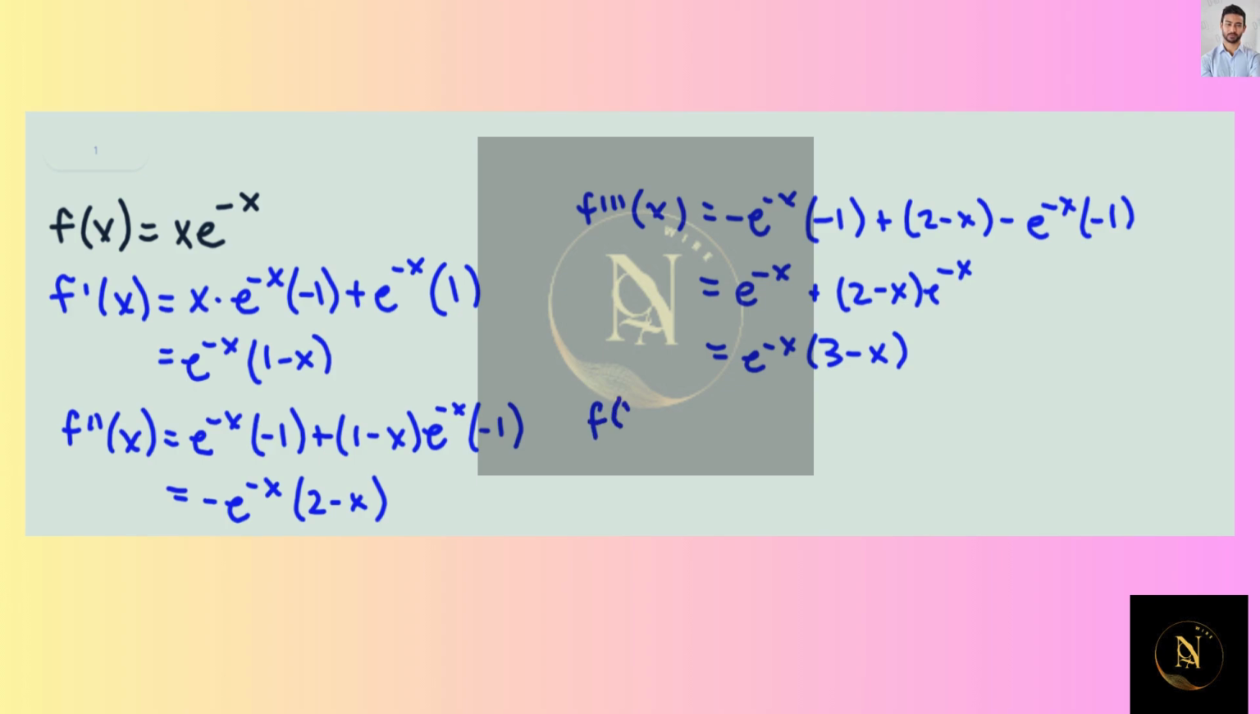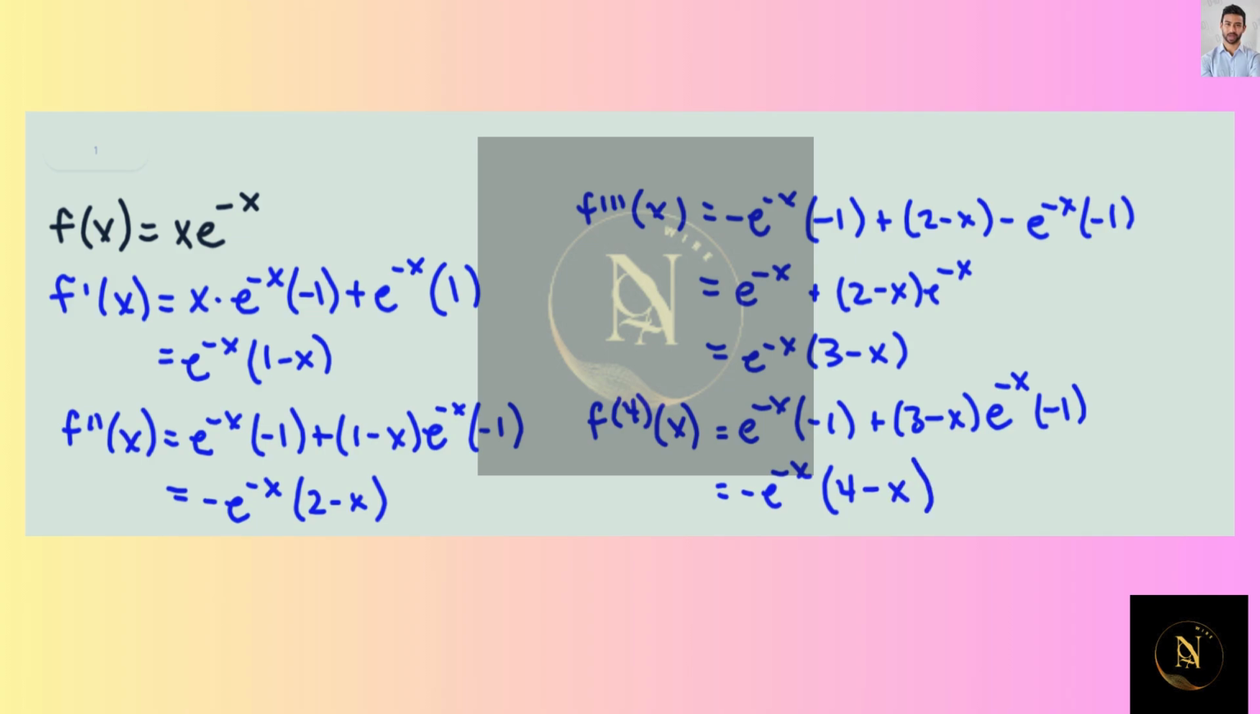Let's do one more. Let's do the fourth derivative. So we have product rule again, the first, e to the opposite of x, times the derivative of the second, negative 1, plus the second, 3 minus x, times the derivative of the first, e to the opposite of x times negative 1. Let's factor negative 1 times e to the opposite of x out of both terms, and we have 1 plus 3 minus x, so we have 4 minus x.